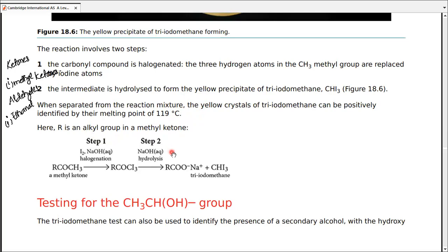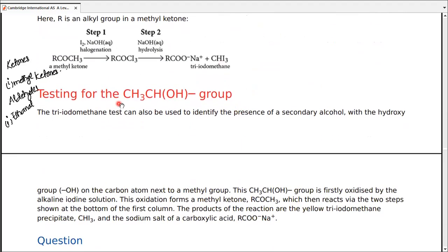So the R in the alkyl group in the methyl ketone can be any chain. We have discussed it before. You see, you have the COCH3 part, you have the iodine, you have the alkaline medium you warmed it with, and now it halogenated the CH3 part. But then this CI3 has to be separated in the form of triiodomethane during hydrolysis. So you are going to form a sodium carboxylate salt, probably of the same R group, and you're going to form triiodomethane, which would be the yellow precipitate, which you separate from the reaction mixture and check the melting point.